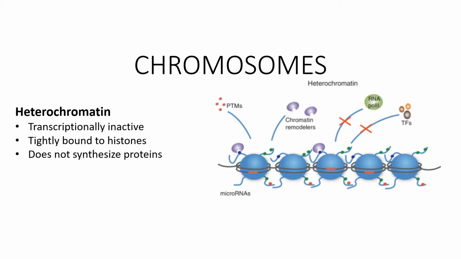What is the regulatory protein that is present in the chromosome? Histones. Since heterochromatin is tightly bound to the histone proteins, it cannot take part in mRNA creation or in protein synthesis. The staining pattern observed in heterochromatin is dark.